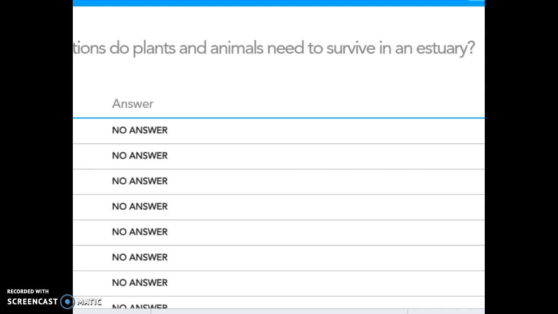What adaptations do plants and animals need to live in an estuary? You may answer that question now.